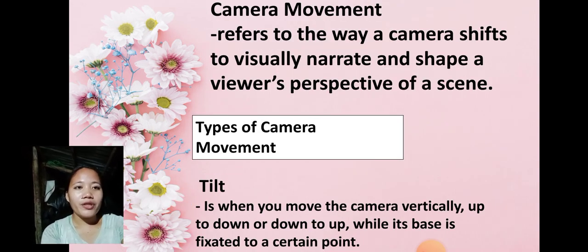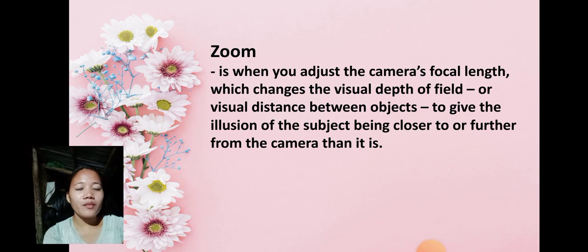Camera movement refers to the way a camera shifts to visually narrate and shape a viewer's perspective of a scene. Types of camera movement. First is tilt, when you move the camera vertically up to down or down to up while its base is fixated to a certain point.